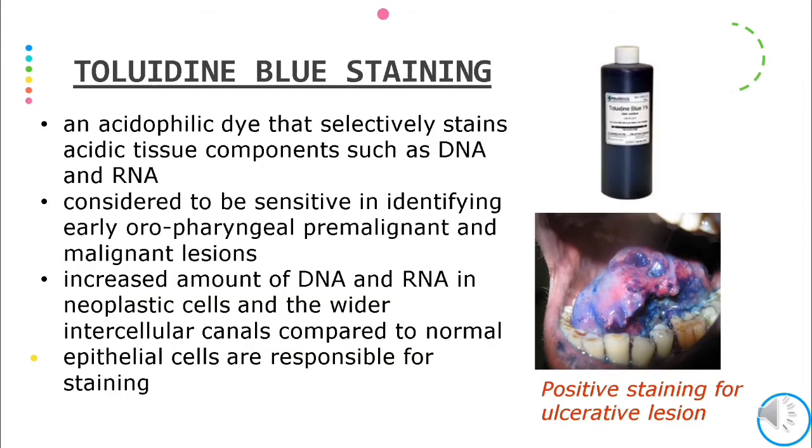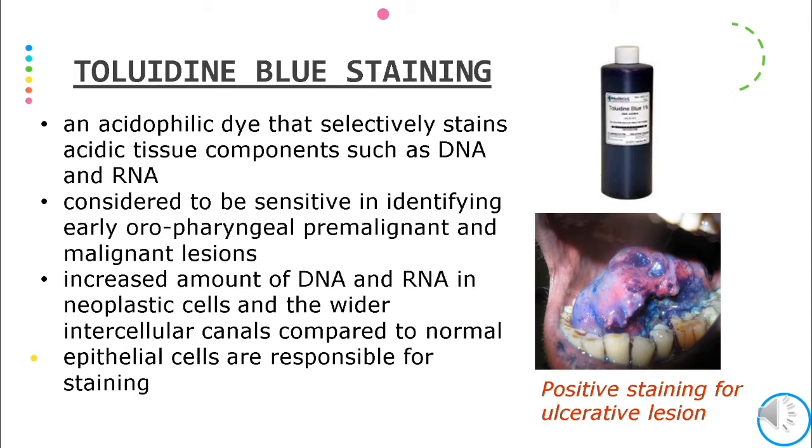The second one is the toluidine blue staining. Toluidine blue staining is actually an acidophilic dye which selectively stains the acidic tissue components such as the DNA and RNA. This procedure is considered to be sensitive in identifying early oropharyngeal pre-malignant and malignant lesions.